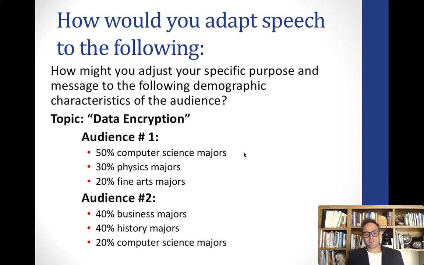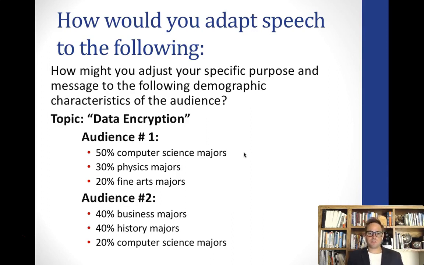Now, you might sprinkle in a little bit of fluff to bring the fine arts majors into your conversation, because again, these people presumably don't know anything about data encryption. And so you would want to invite them in and give them some content that they can appreciate during your speech. Now, with audience 2, think about business majors. So one way you could tailor this topic is really looking at data encryption in terms of why it's important for business majors to consider.